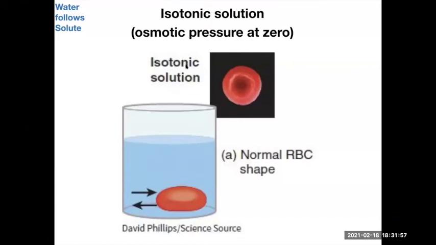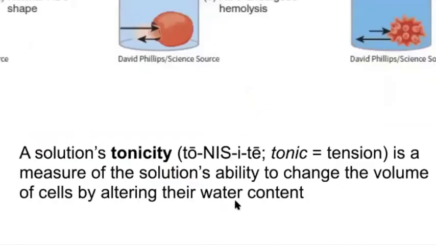Tonicity is a measure of the solution's ability to change the volume of cells by altering their water content. So when we talk about tonicity, it's related to the concept of osmolarity, and we always use it in reference to mostly the extracellular fluid, not the cell itself, right?